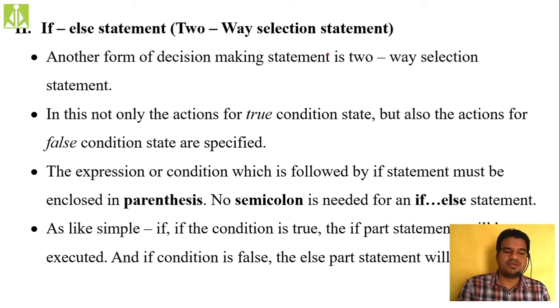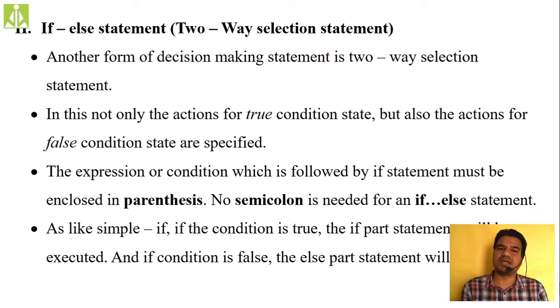Another form of decision making statement is the two-way selection statement. In this, not only the actions for the true condition are specified, but also the actions for the false condition. We have to specify two things. In simple if, we specified only the true block, but here you have to specify the true block as well as the false block. The expression or condition following if must be enclosed in parentheses. Like how we frame the condition in simple if, in the same way we frame the condition in if else.